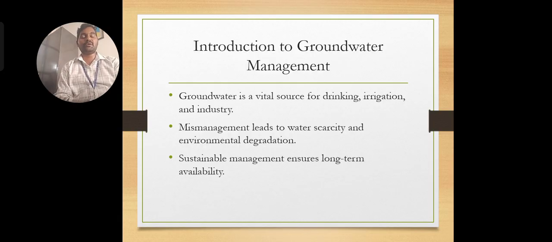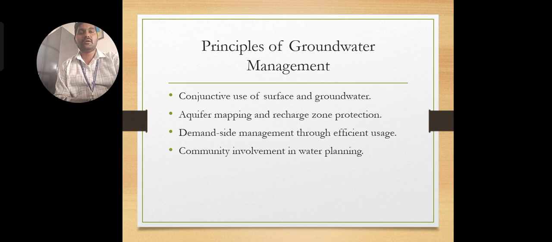That's why we are going to be learning this problem in this subject. Then coming to the next one. If you see here, there are the principles of groundwater management. In this, we need to utilize the surface water as well as the groundwater, and next we need to go for a mapping system. The mapping can be done based on the places or greenery or whatever it may be.